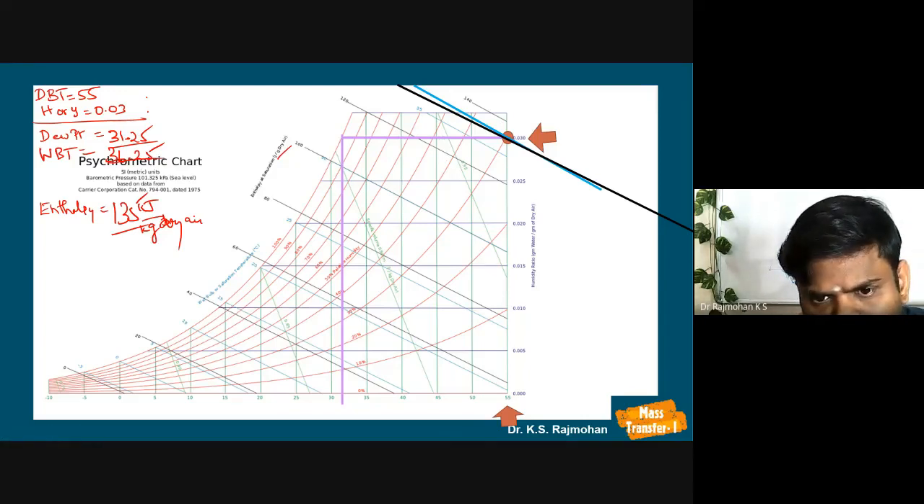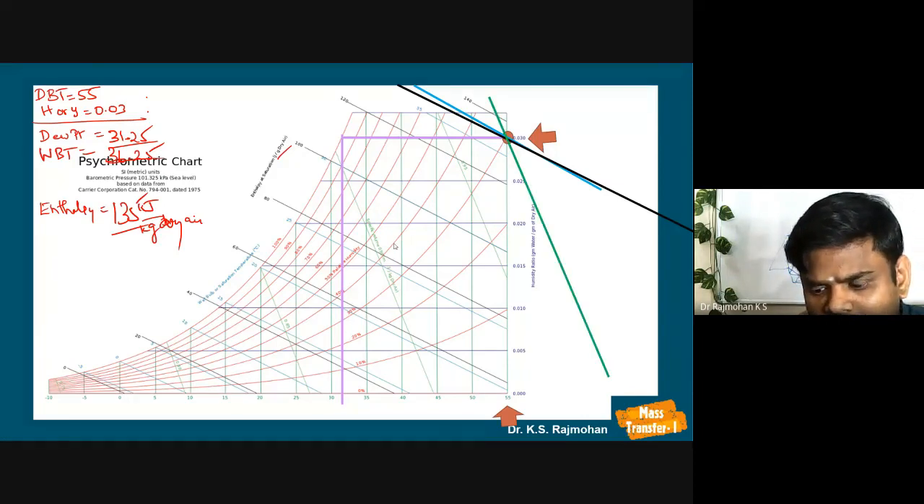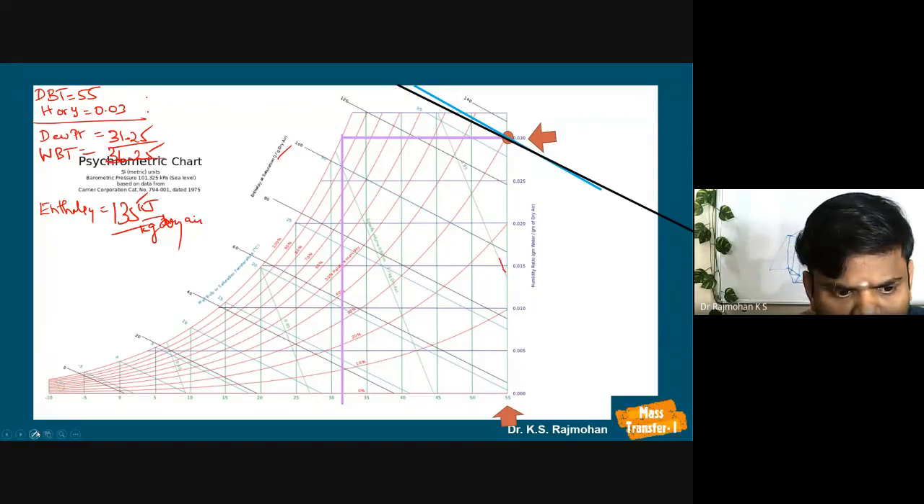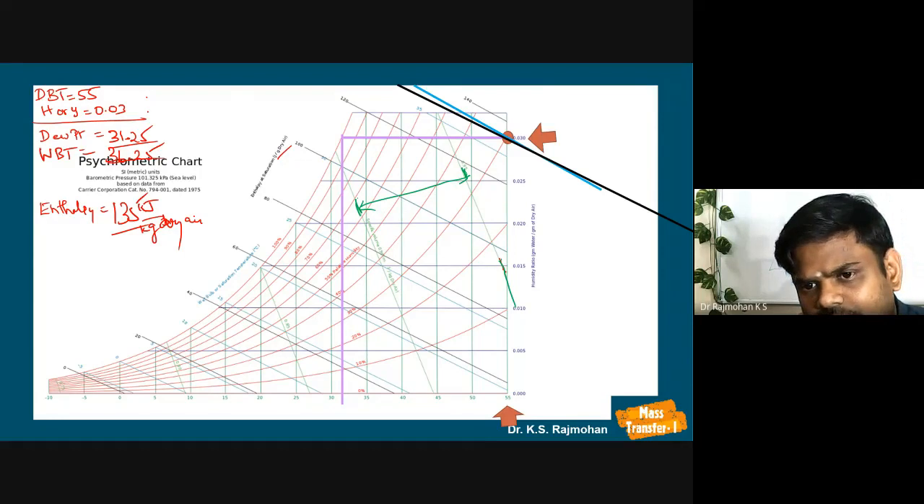We can get a line, if specific volume is given. So specific volume is given by this green line. We have a green line here. Remember, this is one green line. This is one length of the green line. So we can draw a line parallel to this across this point.